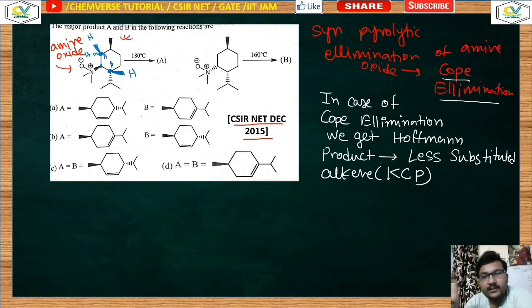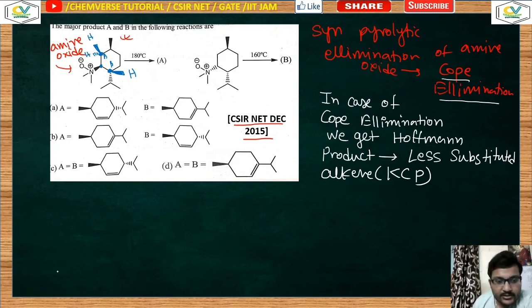You know that more substituted alkenes are more stable, that means they are thermodynamically more stable. But sometimes, in some cases, we get this kind of less substituted alkene as our product, which is called your Hofmann product. The more substituted one was your Saytzeff product, and this is your Hofmann product. So for the case of Cope elimination, you will get Hofmann product, that means the less substituted alkene.